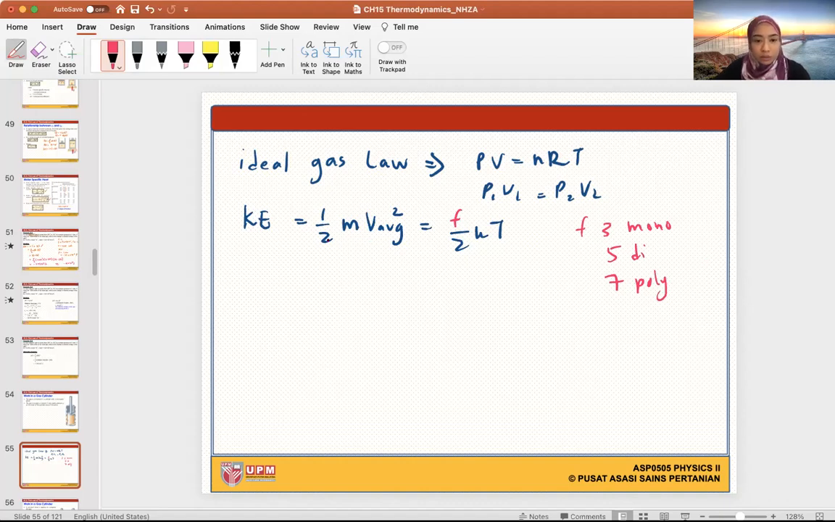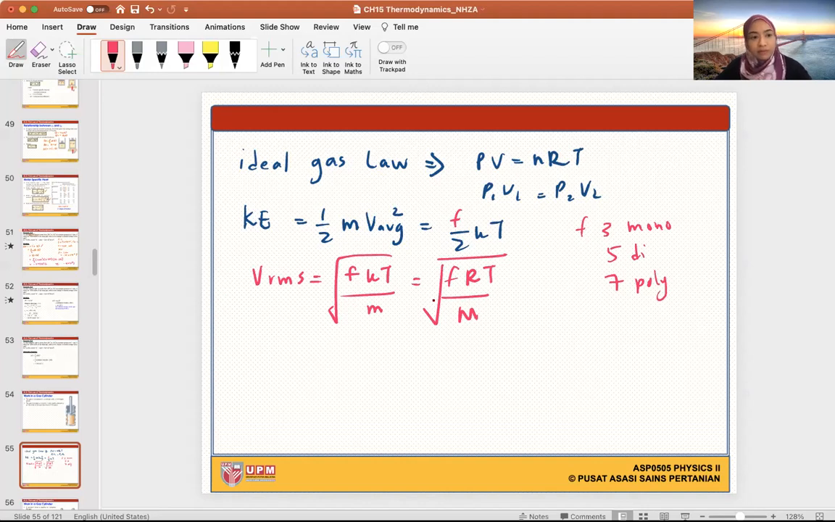So the next equation that we learned was the VRMS, which is obviously going to be affected as well. And this is root of F over 2 KT, sorry, it's FKT over small m or FRT over big M. Okay, if you're not familiar with the F equation, just use 3 KT over M, then substitute the number with the right number lah. 3 for mono, 5 for di, 7 for poly. I just remember the 3 KT over M. I'm not used to the F, but it's up to you. Which one is more comfortable to you? You memorize that and then adjust accordingly.